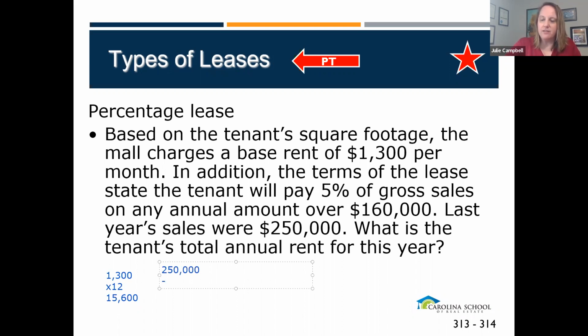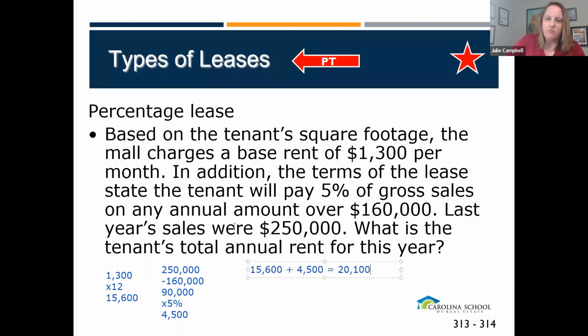So we need to first find the difference. What is the amount over 160,000? The amount over 160,000 is $90,000. And we're going to take 5% of that. So now we have, in addition to the base rent, $4,500. So I got my annual base rent plus my amount over, which means the tenant's rent this year is going to be $20,100.